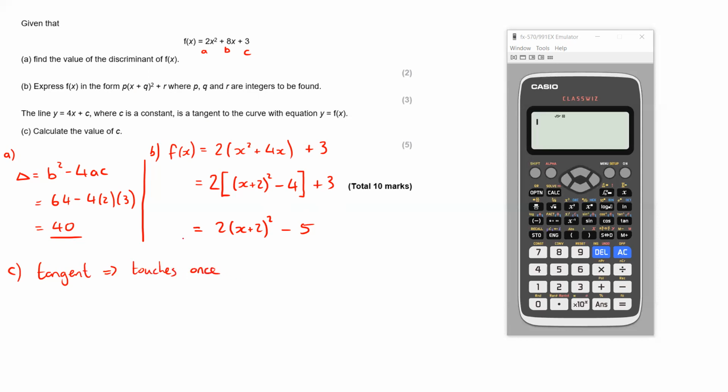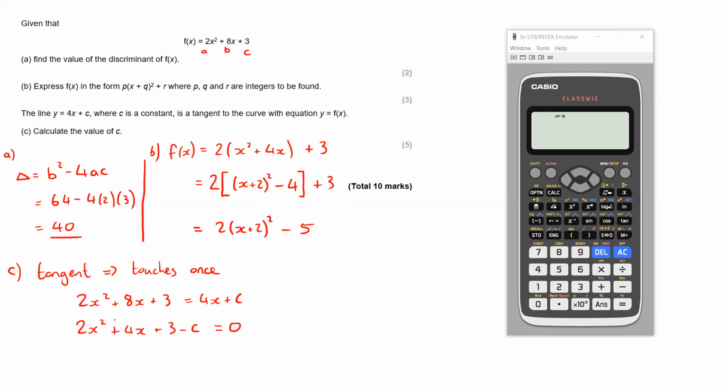Two lines touch where you can equate them to each other. So two lines meet where these two lines are equal to each other. So I'm going to set 2x squared plus 8x plus 3 equal to 4x plus c. So these are going to be the same at this point on the tangent because that's where they both meet. So I'm just going to rearrange this to get 2x squared plus 4x, so I'm taking away that 4x, and then plus 3 minus c. This is my constant here, equals 0.